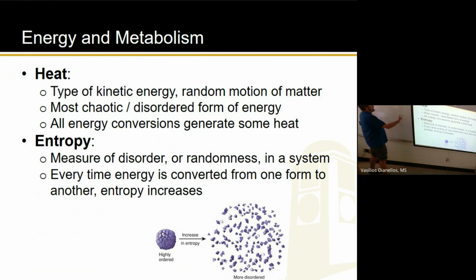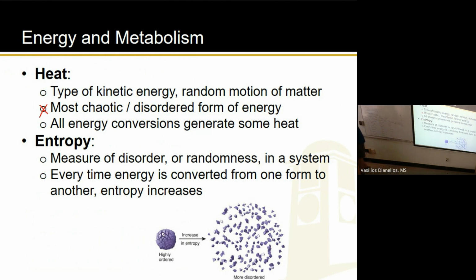Heat is also the most chaotic, disordered form of energy. As far as we're concerned, that doesn't matter. If we were doing this properly and using mathematics, that would be an important bullet point, but in this case it's not. And all energy conversions generate some heat. So every time you go from one form to another, some heat is generated. Again, if we were doing this mathematically, which we're not, that would be important. We would need to mathematically account for the heat and account for the disorder. But in this case, we don't need to.